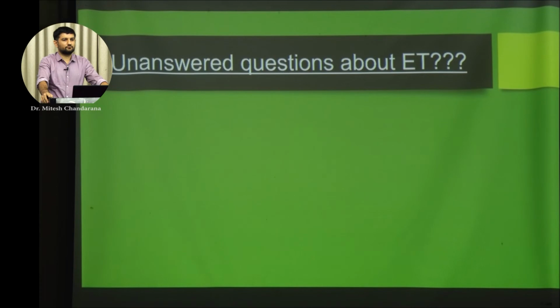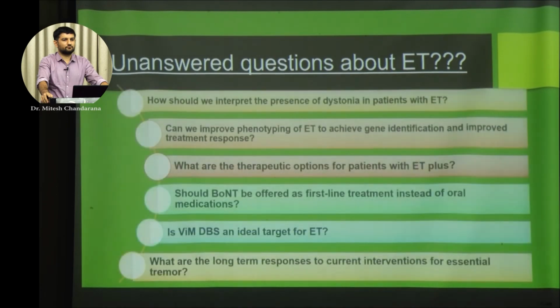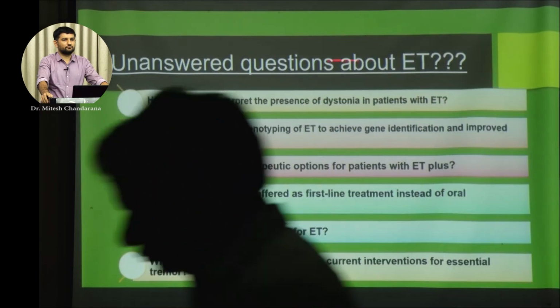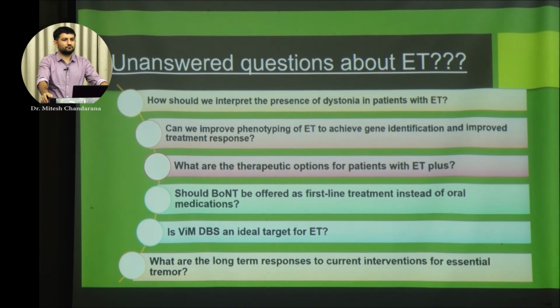Still, there are some unanswered questions about ET. How should we interpret the presence of dystonia in a patient with ET? Can we improve the phenotyping of ET to achieve improved treatment response? What are the therapeutic options for patients with ET+? Should Botox be offered as first-line treatment instead of oral medications, considering the high level of pharmacoresistance as well as non-responsiveness? Is beam DBS an ideal target for ET, and what are the long-term responses to current interventions for essential tremor? So these are still unanswered questions.